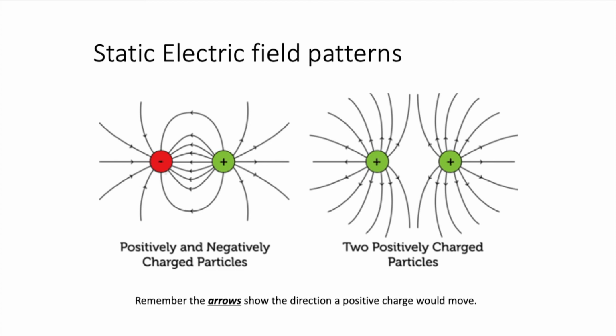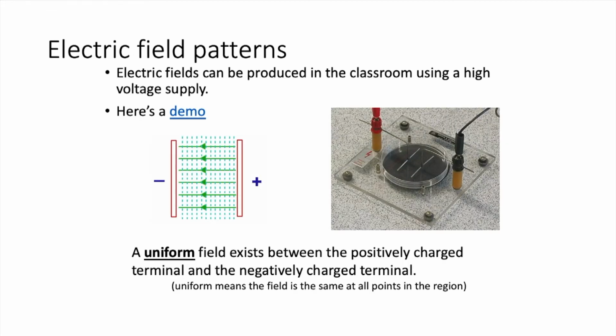Here's another example of some electric field patterns. Again, the lines and the arrows show you the direction that a positive charge would move if you placed it anywhere in the field. And we can produce electric fields in the classroom using a very high voltage supply. So a uniform field, uniform just means it's the same at all points, and a uniform field exists between the positively charged terminal and the negatively charged terminal of the apparatus.